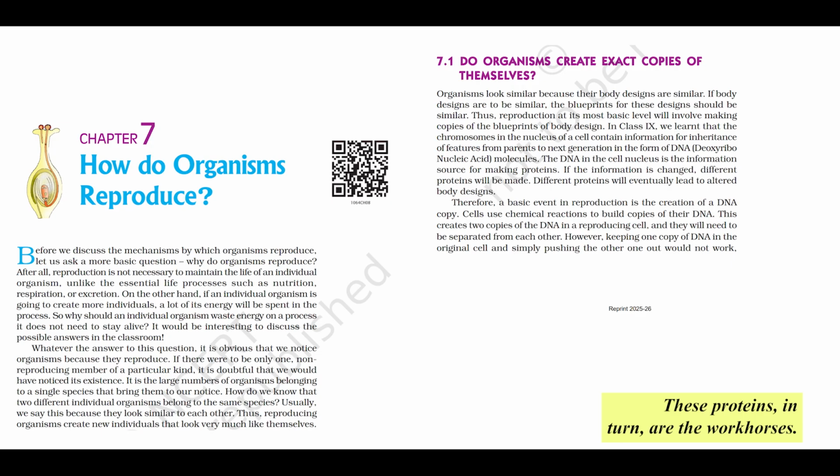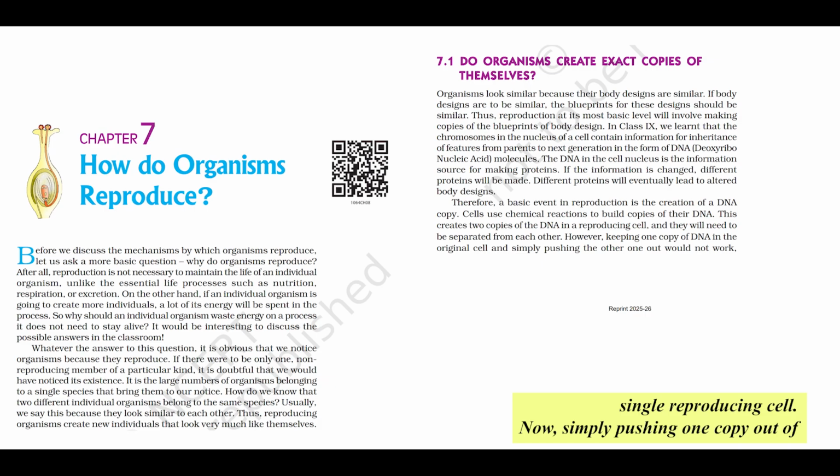These proteins, in turn, are the workhorses. They're responsible for constructing and dictating the entire body design and all the functions of an organism. Therefore, logically, any significant change in this DNA information would lead to different proteins being made, which would ultimately result in altered body designs or functions. Makes sense? Yes, clear. DNA holds the instructions for proteins, which determine body design. Perfect. So, the most basic, the most fundamental event in reproduction is precisely the creation of a DNA copy. Cells achieve this remarkable feat by using complex biochemical reactions to build remarkably accurate replicas of their existing DNA. This intricate process results in two copies of the DNA residing within a single reproducing cell.